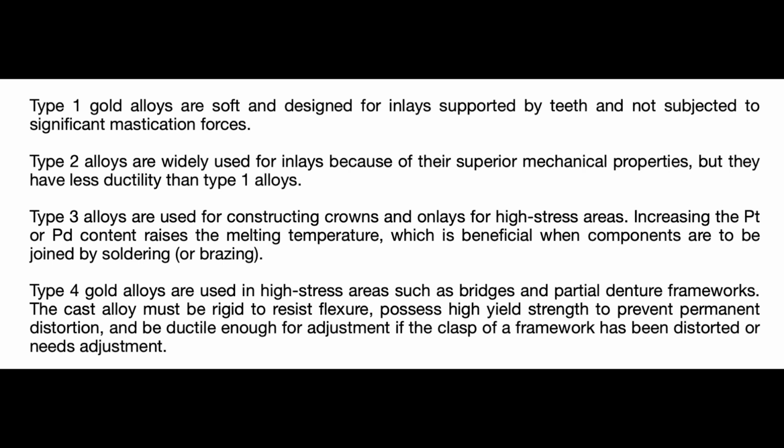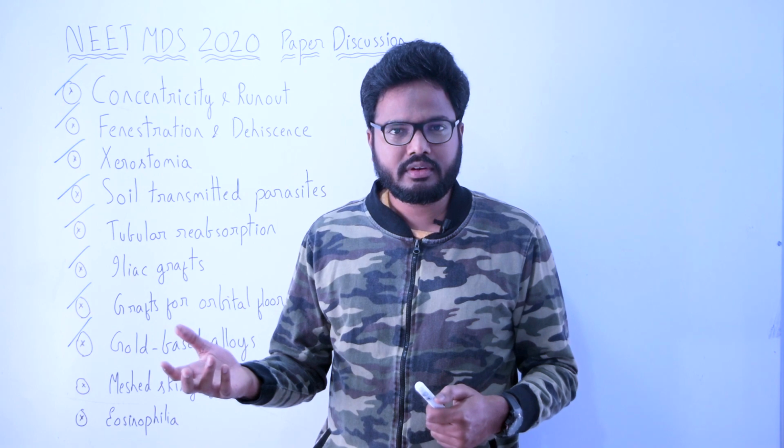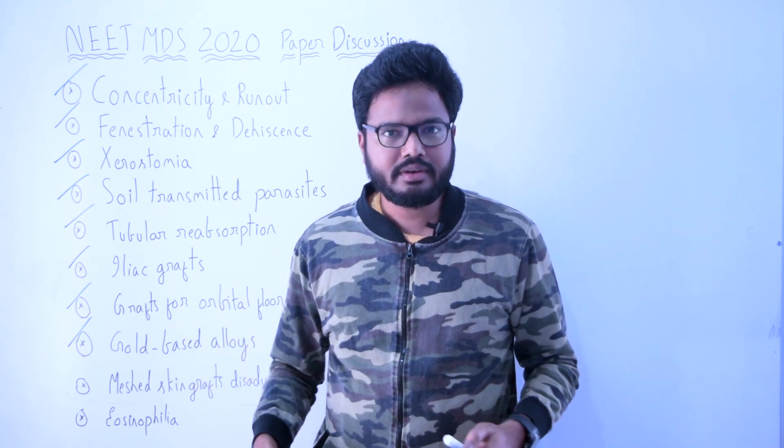Increasing the platinum palladium content raises the melting temperature, which is beneficial when components are to be joined by soldering or brazing. Type 4 gold alloys are used in high stress areas such as bridges and partial denture frameworks. The cast alloy must be rigid to resist flexure, possess high yield strength to prevent permanent distortion, and be ductile enough for adjustment if the clasp of a framework has been distorted or needs adjustment. So these are the 4 types. Look into the question again, and if you need any additional information, do let me know.